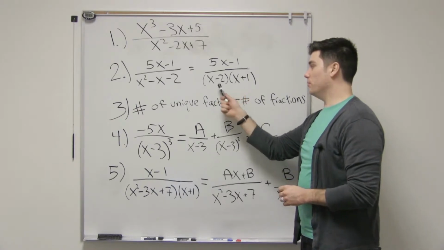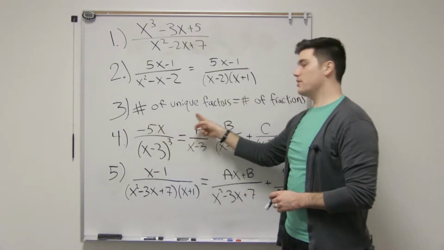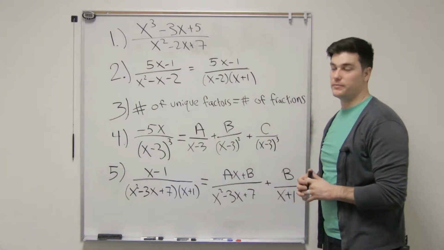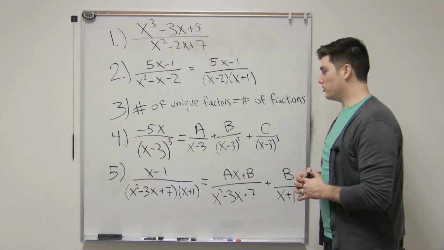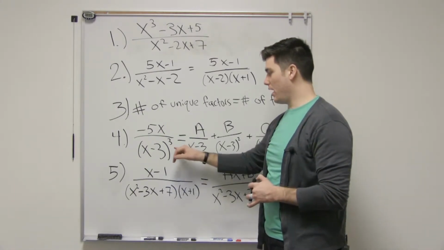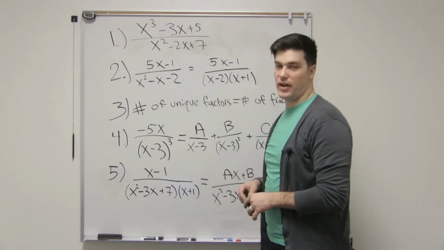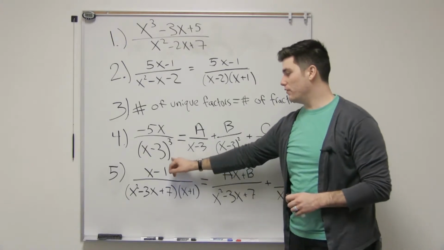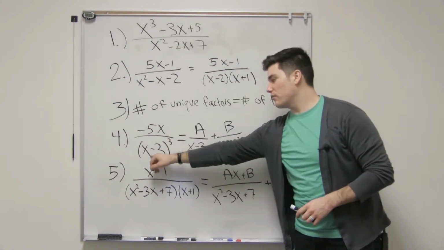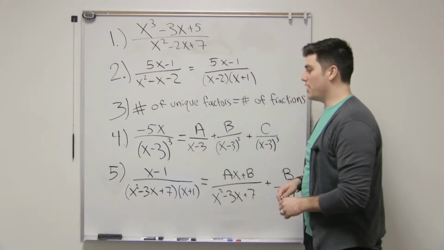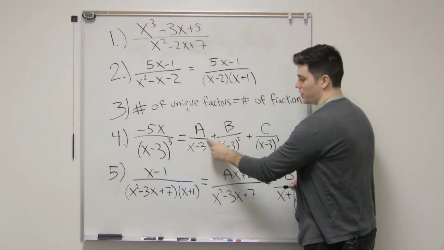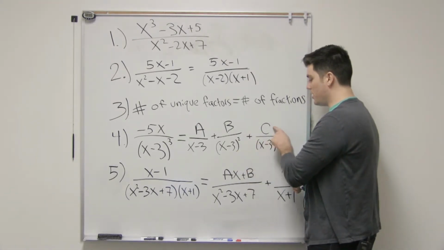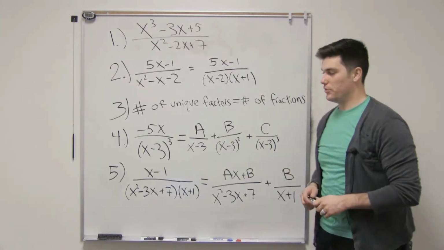Once it's in factored form, the number of unique factors is equal to the number of fractions in the PFD. Also, if we have more than one factor, then it's going to be set equal to every degree of this factor. So negative 5x over x minus 3 cubed will be set equal to a over x minus 3 to the first, plus b over x minus 3 squared, plus c over x minus 3 cubed.